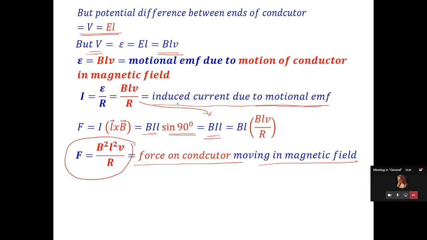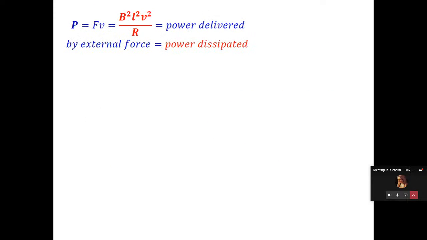EMF developed across the ends of a conductor is BLV. Then the force on the conductor when it is moving in a magnetic field is B square L square V divided by R. Then the power can be taken as the product of force and velocity. Force multiplied by velocity is power. So the force equation we know, B square L square V by R. When you multiply it with another velocity, you get the equation for power. Power is B square L square V square by R.